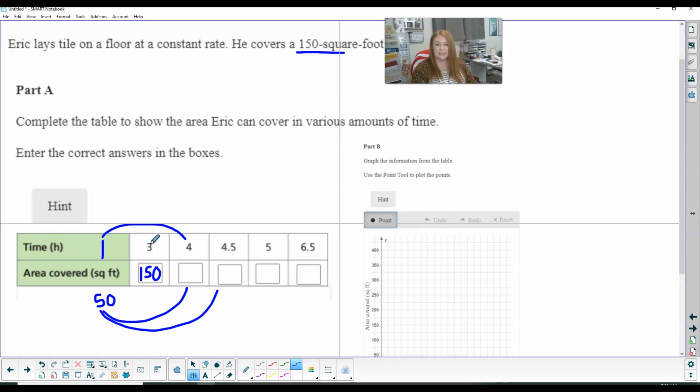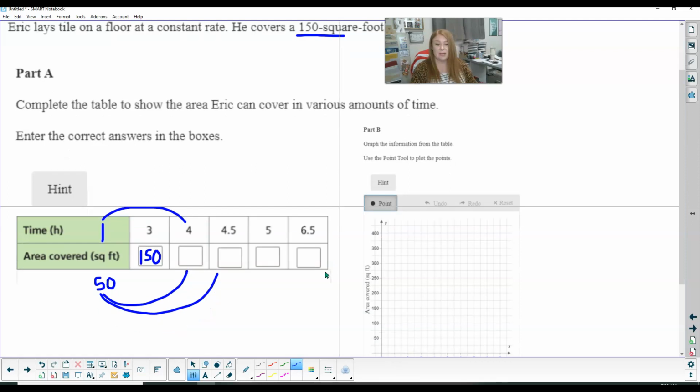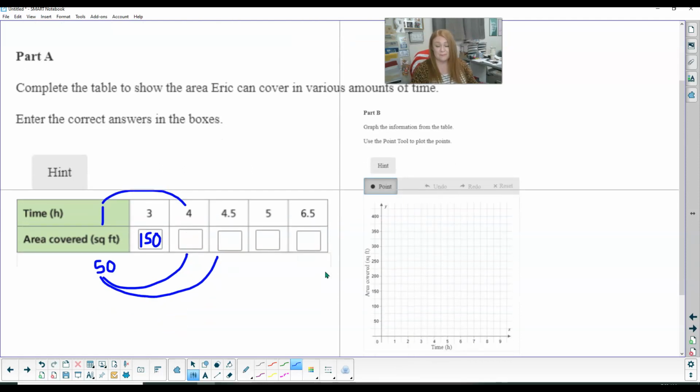And the 1 is pretty easy to find, right? Take what you know, divide, right? Whatever it is, it's pretty easy to find the 1. So figure out how to find the 5, find the 6.5. So go ahead and pause and see if you can fill in the rest of that box. Then come back when you're ready to do part B.